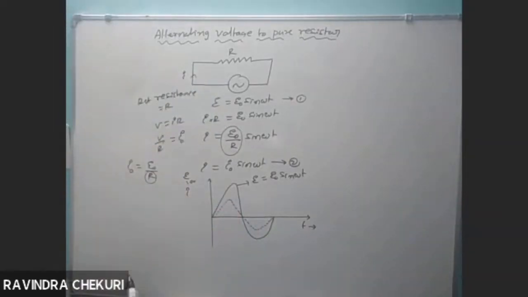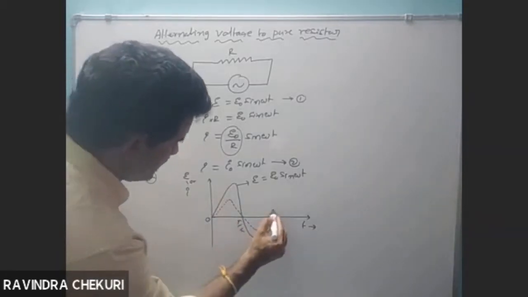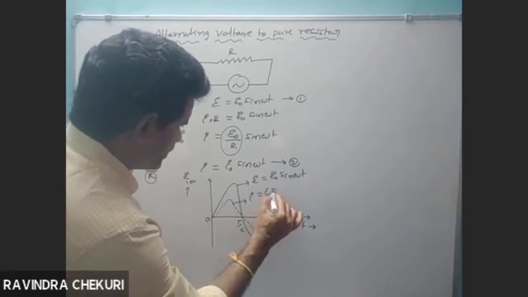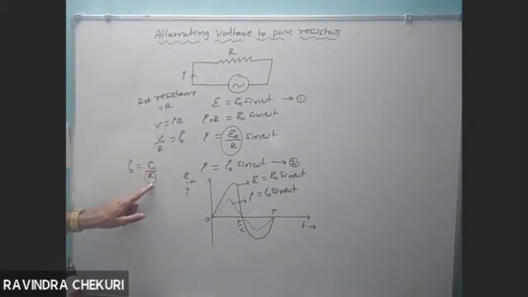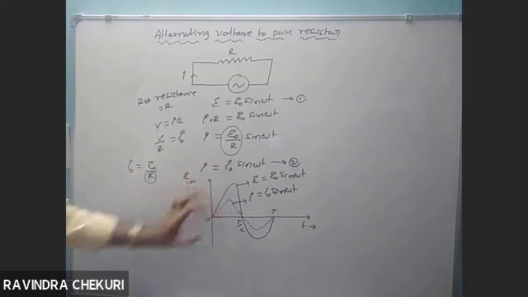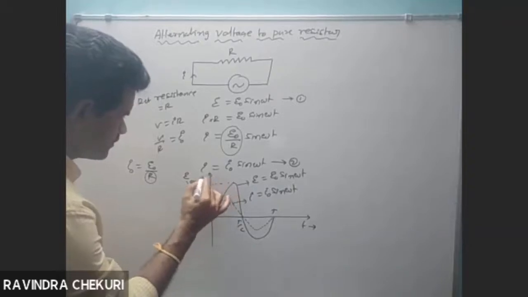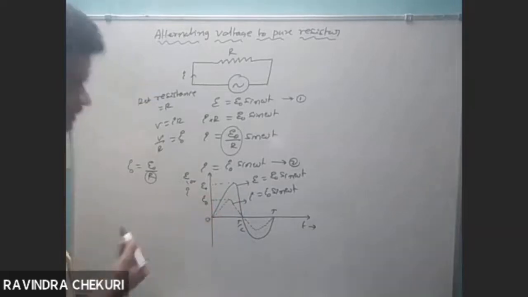The phase angle is the same. So if this is 0, this is T by 2 and this is T, the dotted line indicates the current I equal to I0 sin omega t. Here E0 is greater. The peak value of voltage is greater than the peak value of current.